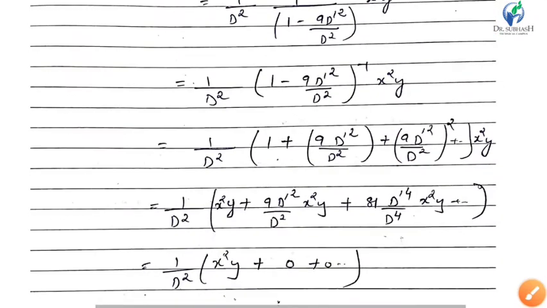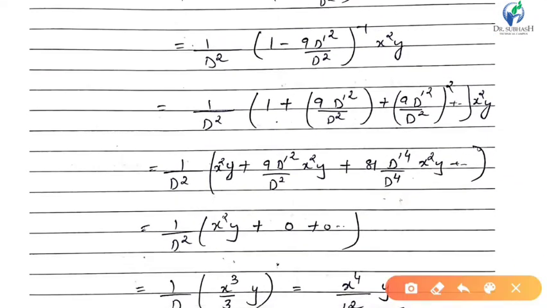Now again I will use the binomial theorem. According to the binomial theorem, 1 minus x raised to minus 1 will become 1 plus x plus x square plus dot dot dot, and this x square y will be as it is. Now I will multiply this x square y with all the three terms. So here I will get x square y, and I will multiply x square y with the second term and again with the third term.